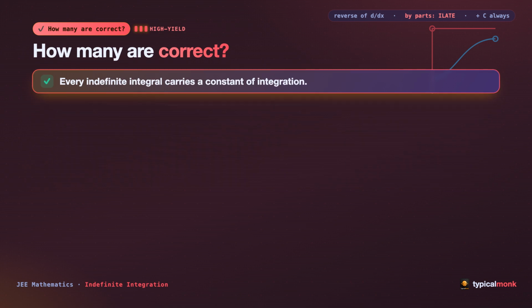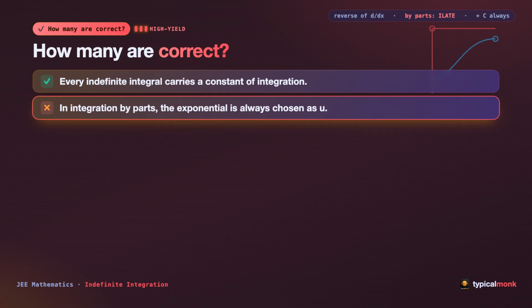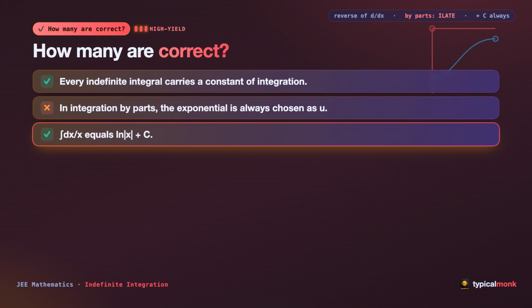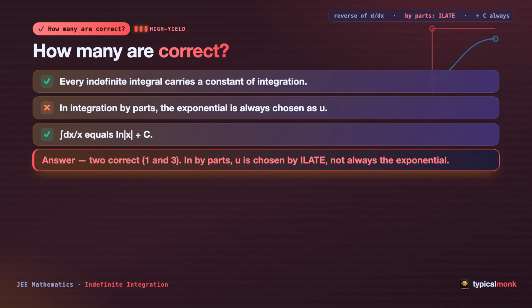Now, how many of these 3 statements are correct? 1. Every indefinite integral carries a constant of integration. That is correct. 2. In integration by parts, the exponential is always chosen as u. That is wrong. U is chosen by ILATE. 3. The integral of dx over x equals the natural log of the modulus of x plus c. That is correct. So the answer: 2 are correct, statements 1 and 3. The trap is statement 2. U is chosen by ILATE, not always the exponential.